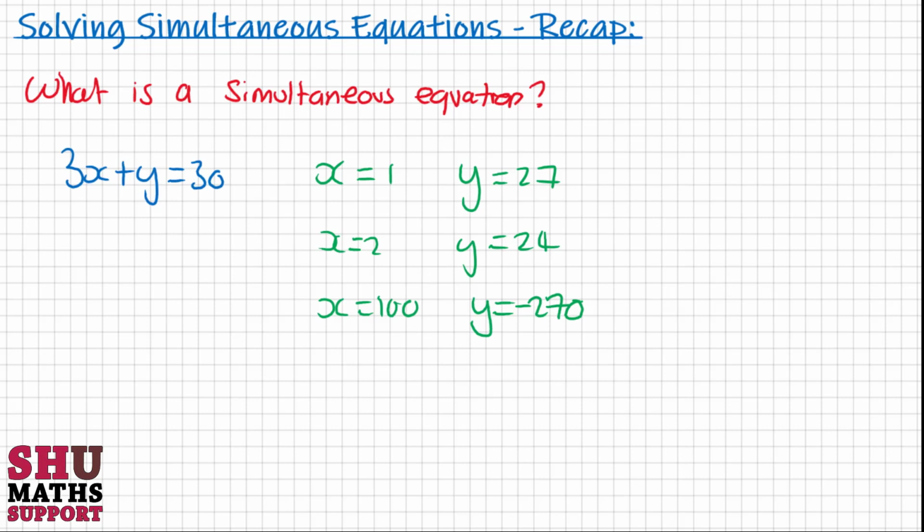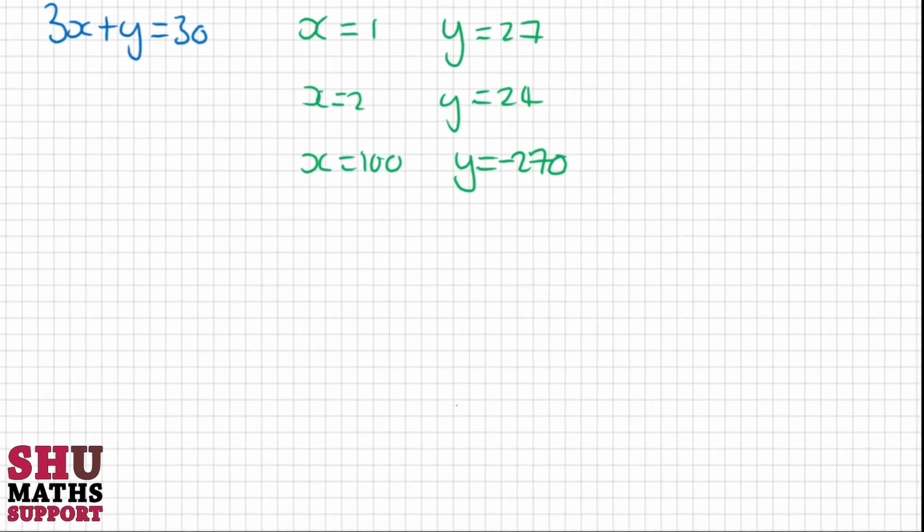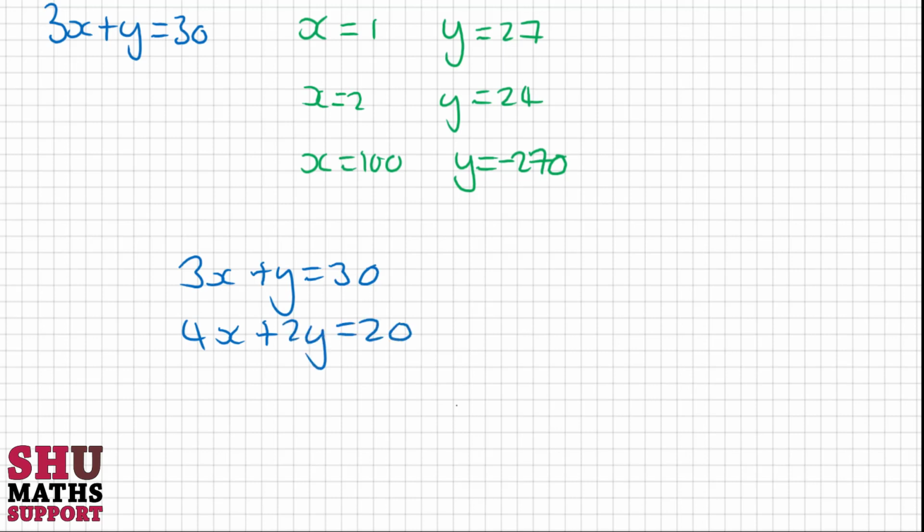Now the only way we could get an answer that is actually useful is if we had another equation that we can use alongside it. So for example, if we had 3x plus y is equal to 30 and 4x plus 2y is equal to 20, then the unknown variables of x and y are the same for both equations, which in fact helps us to solve the unknown values.